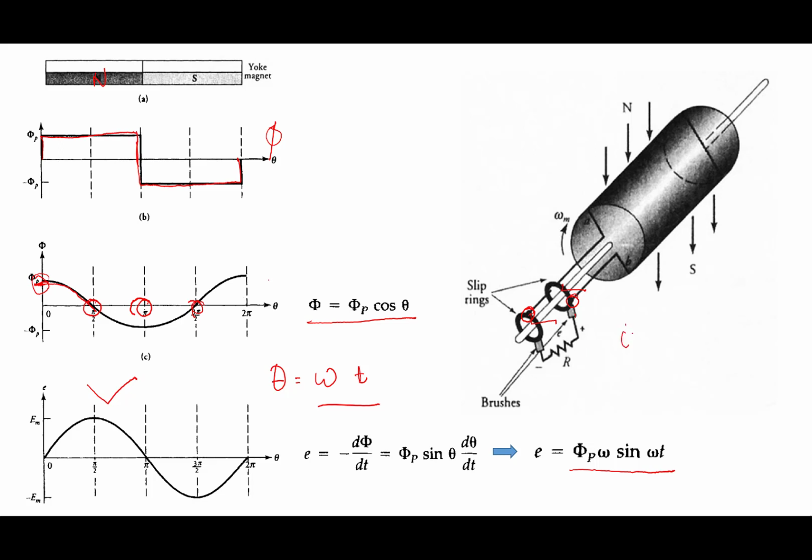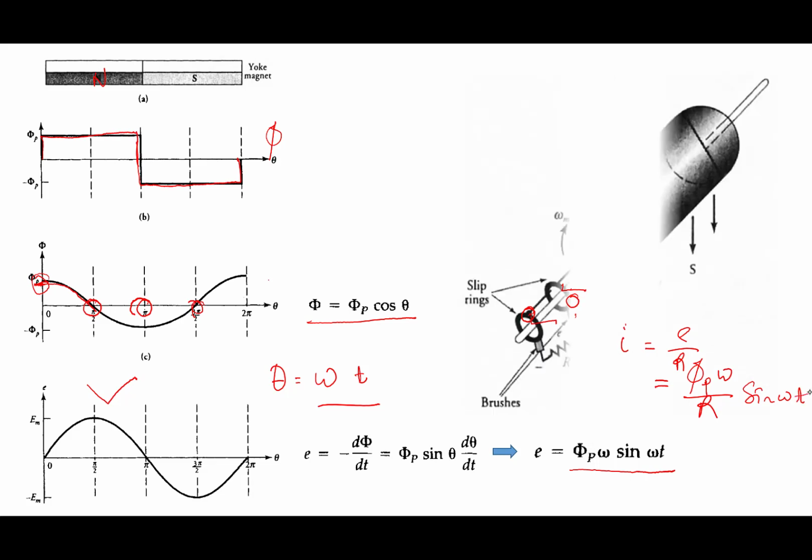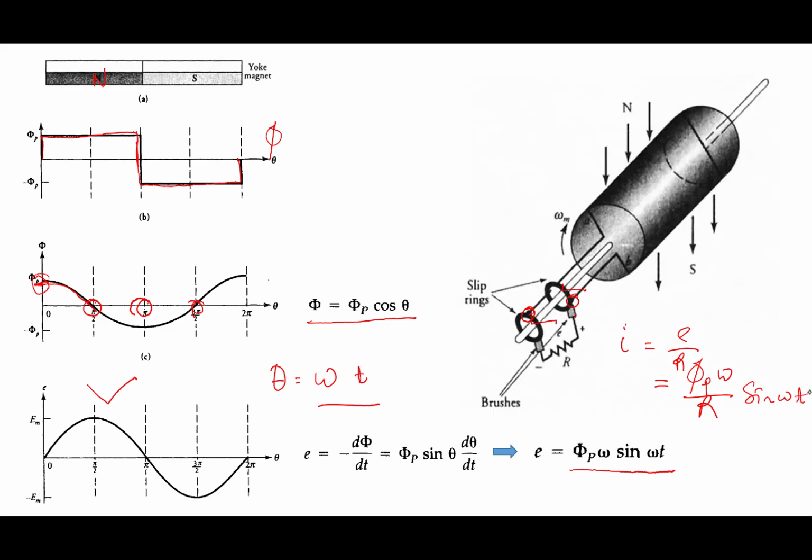What will be the current? What will be the equation for current? Can anybody tell? E by R. So that is nothing but also sinusoidal, right? It will be phi p omega by R sine of omega t, right? So this is how we get the equation for voltage.